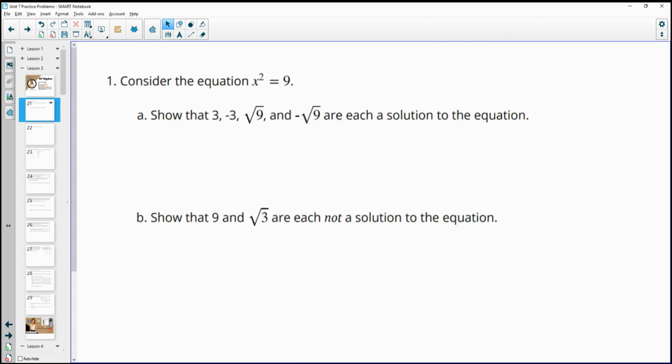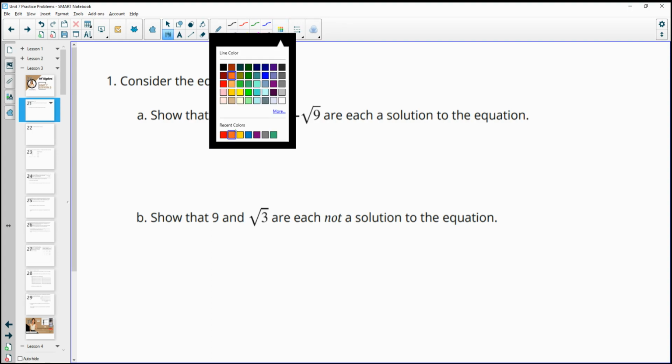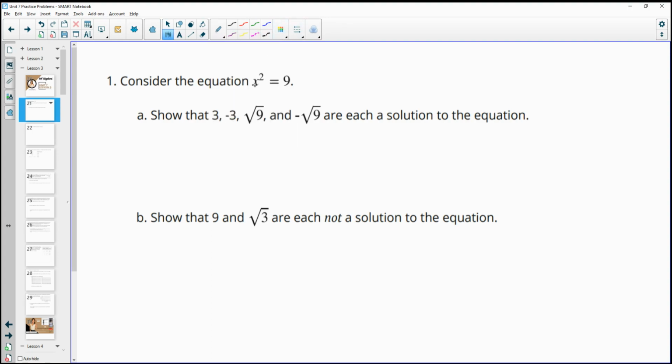Number 1 says, consider the equation x squared equals 9. Show that 3, negative 3, the square root of 9, and the negative square root of 9 are each a solution to the equation. So if we're going to show that these are solutions, I'm just going to plug them in and show that they work.